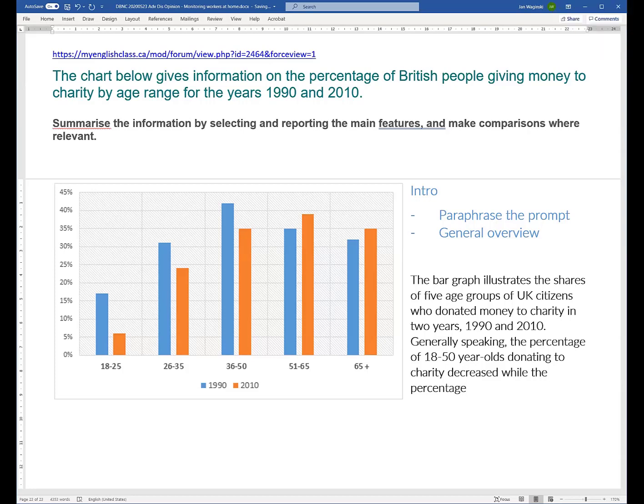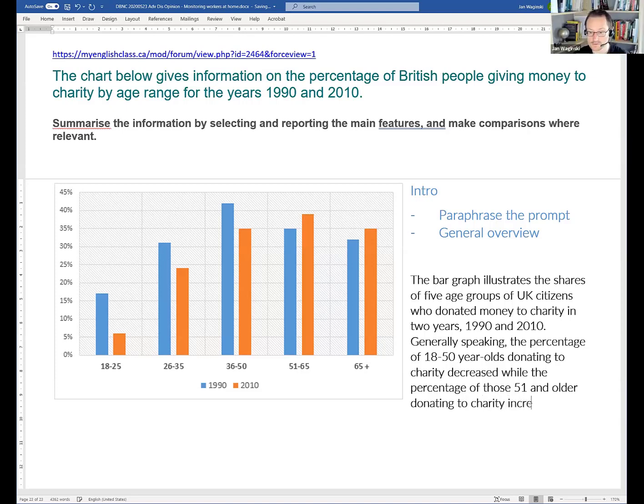While the percentage of those donating, those 51 and older, donating to charity increased over the given period.